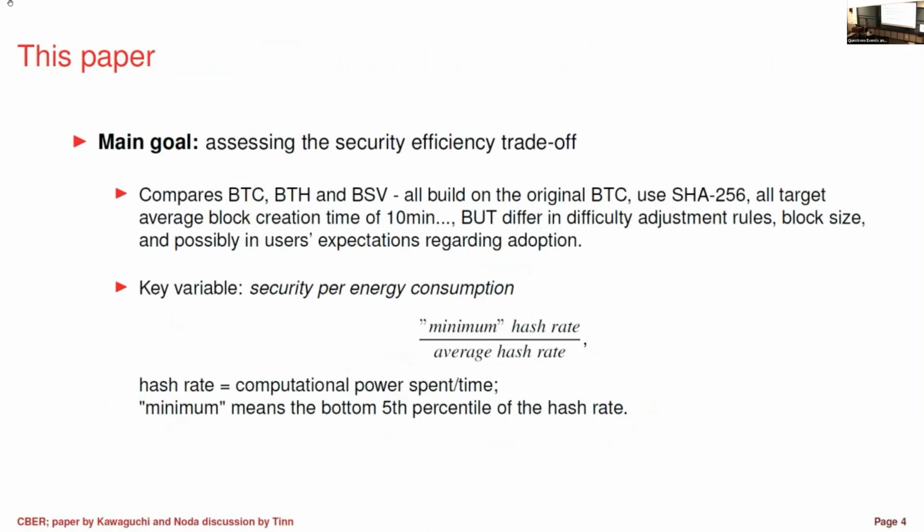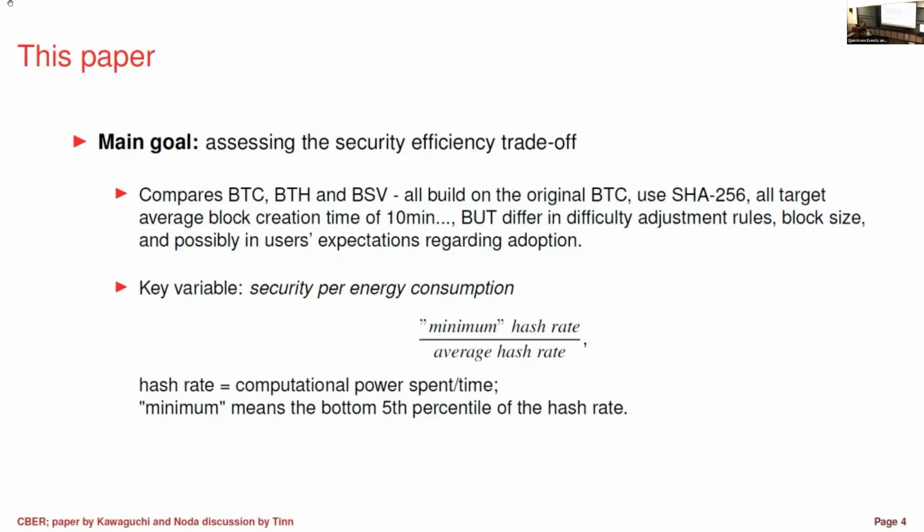Okay, so what this paper does, its main goal, is to assess the security-efficiency trade-off, because as it was said, having more security is costly in terms of energy, not great for the environment, and the more we can optimize it, the better it would be if one wants to use proof of work.